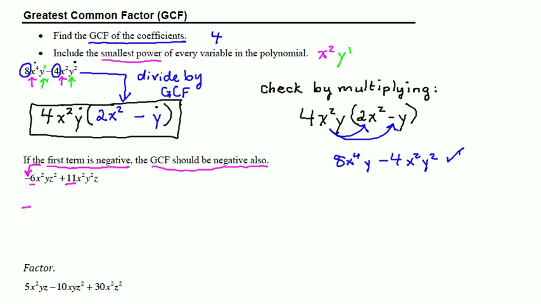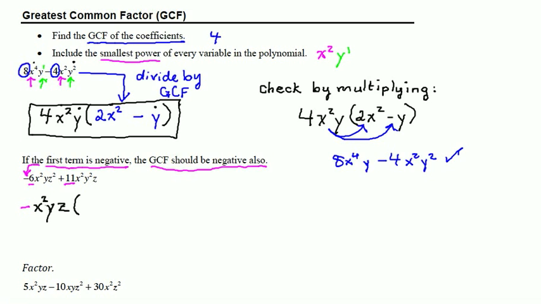And I next look at each variable one at a time. Starting with the x's, x squared is present in both terms, so I can factor out an x squared. Going on to the y's, I have y to the power 1 and y to the power 2, so I can factor out y to the power 1. And at the z's, I have z to the power 2 and z to the power 1, which means I can factor out z to the power 1. Okay, now I'm ready to factor this minus x squared yz out of both terms.